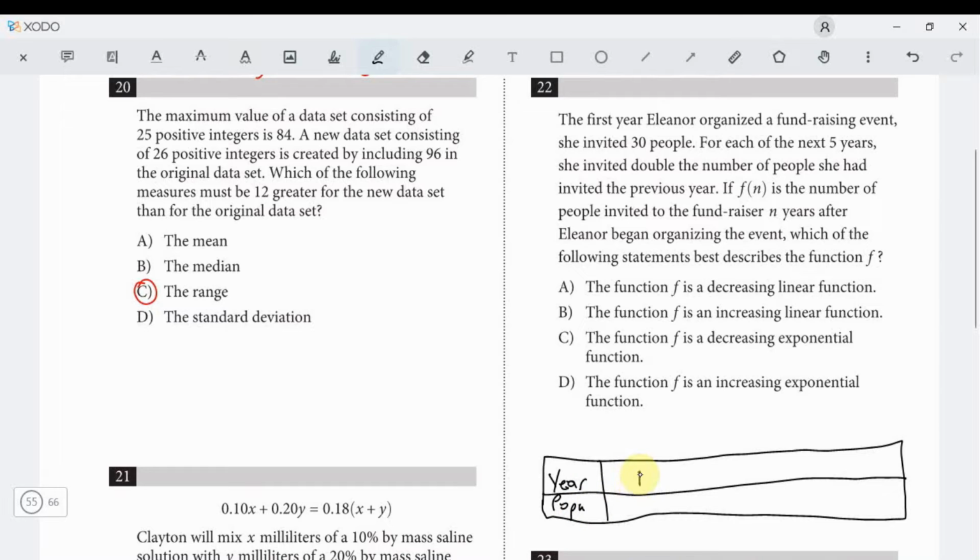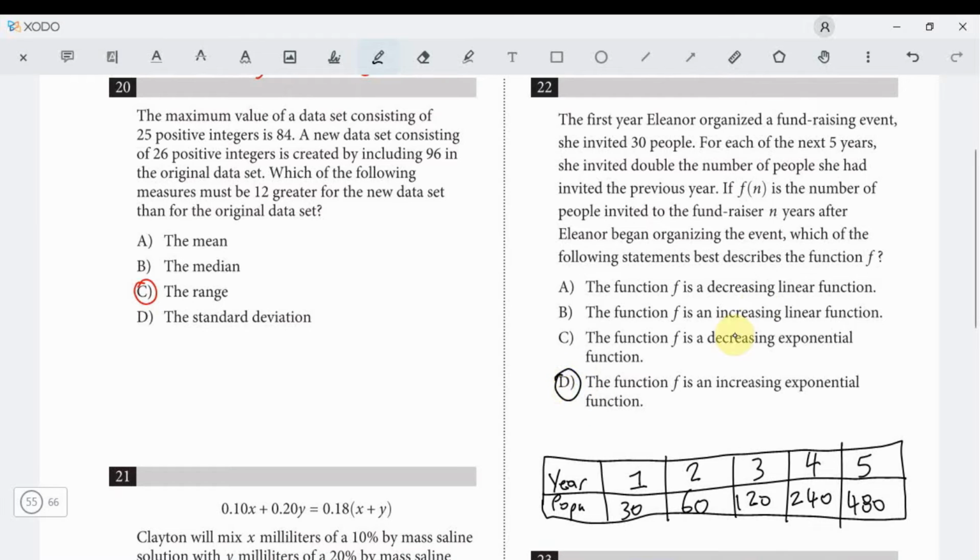So initially, for the first year of our party, there are 30 people. For the next year, there's 60 people. For the next year, double again, 120. Then the other year, double again to 240. And the other year, year 5, it doubles again to 480. So this is what? Increasing exponentially.